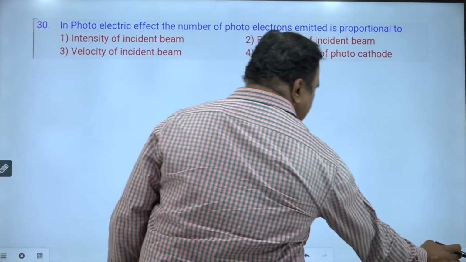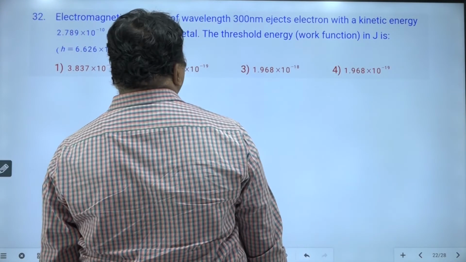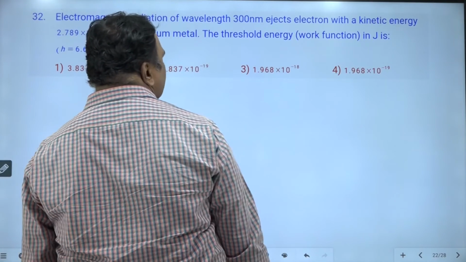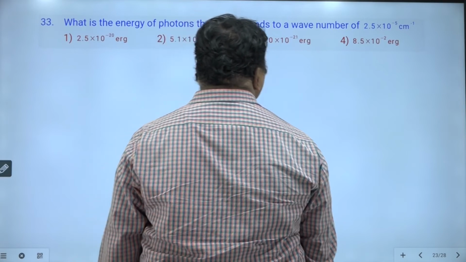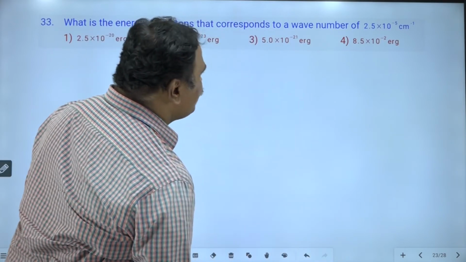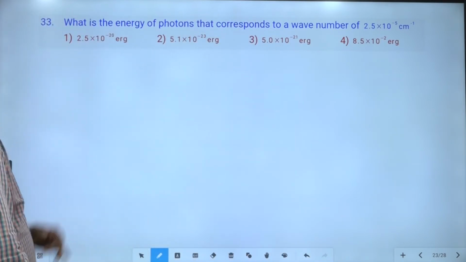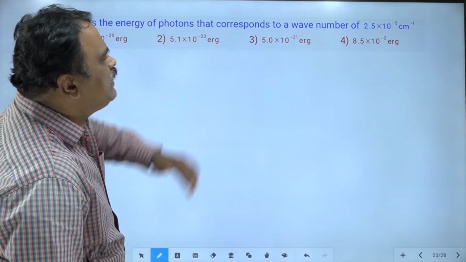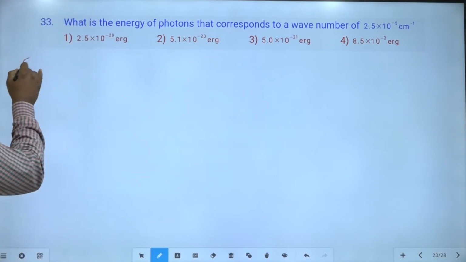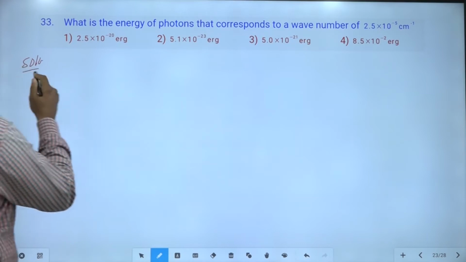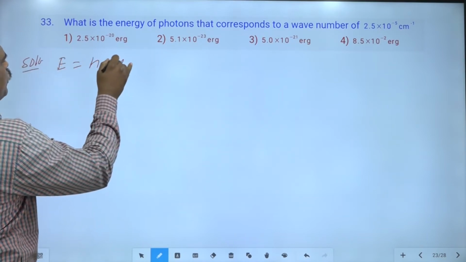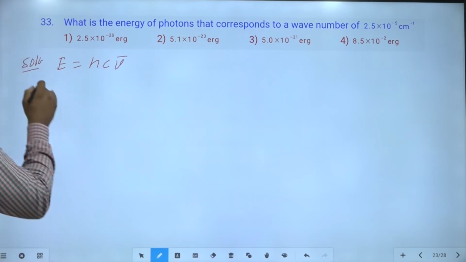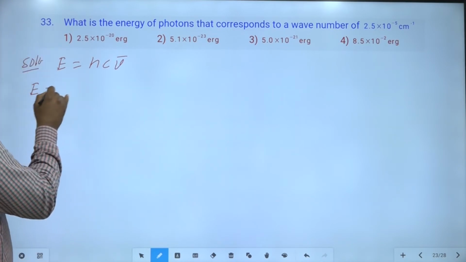A photoelectric effect question. Electromagnetic radiation is having threshold energy. This is also photoelectric effect. What is the energy of a photon corresponding to a wave number? The wave number is given, and we have to find the energy. So E is equal to hc nu bar. Energy is in ergs.